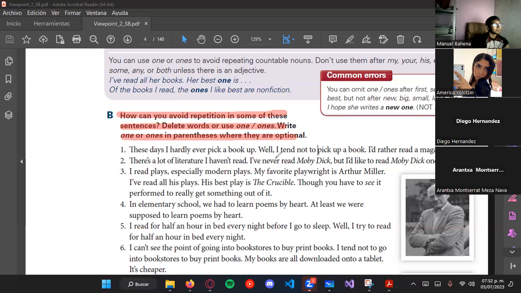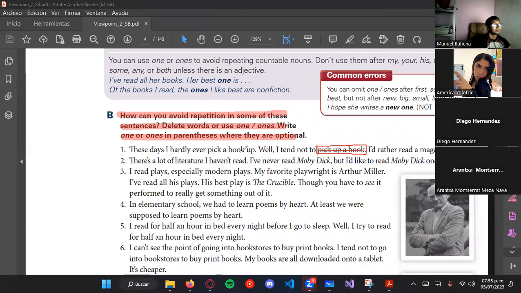Yo dejaría hasta en la parte donde dice, well, I tend not to. Okay. So you would delete all of it, todo? All of this? No, nada más lo de pick a book. Exactly. Pick up a book. So we're deleting this, eliminamos esto, and it says, read it now, léelo ahora with deleting that part, please. These days I hardly ever pick a book up.